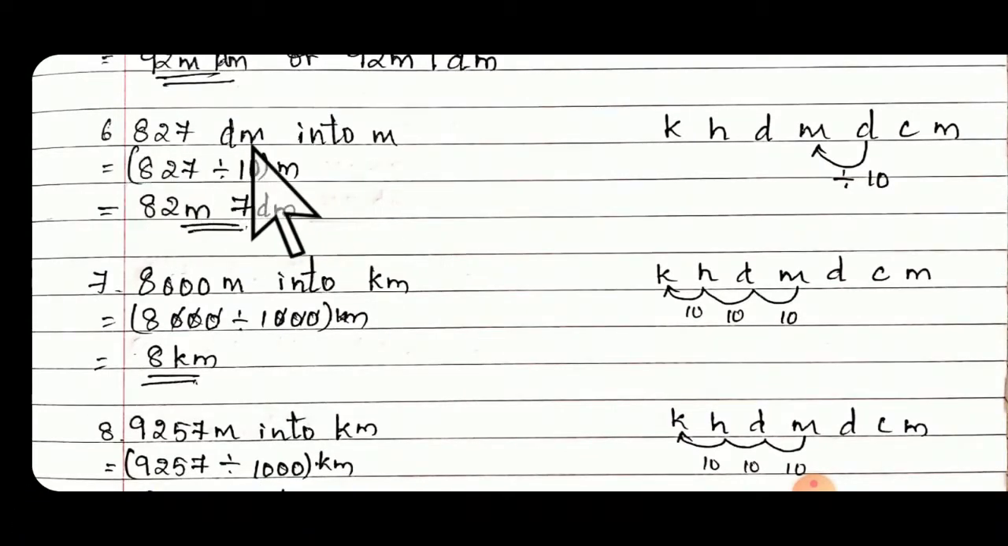Next, 827 dm into m. Dm to m is 1 unit. So divide the given quantity by 10. So 827 gets divided by 10, which means 7 will be dm and 82 will be m.